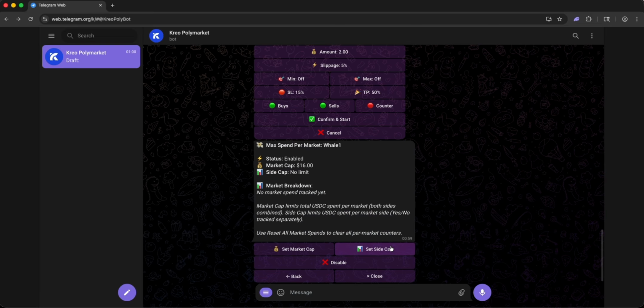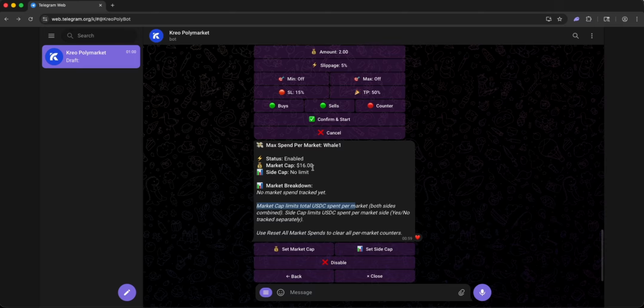Next is max spend per market. Max spend per market is a clever way of making sure that I don't spend too much money. So Creo has already enabled a max spend for us, but we can change that at any moment in time. Max spend per market basically limits the total USDC that we spend per market. So if this is at $16, we will not spend more than $16 if the leader wallet that we are copying keeps buying into the same position.